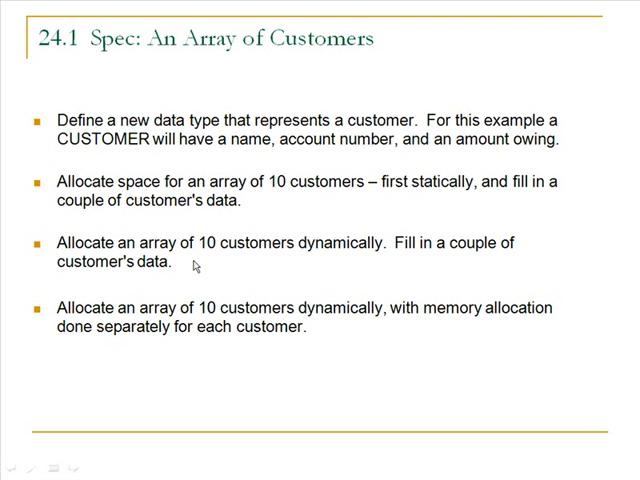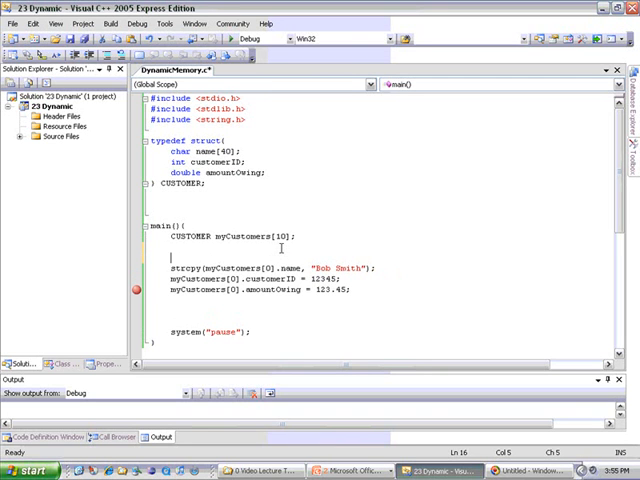And now we're going to allocate an array for 10 customers dynamically, and we'll fill in some customers' data. So let's go back and do that one. So this time, instead of subscript syntax, I'm going to use pointer offset syntax. So my dynamic customers is a pointer to a customer. So see what happened here.